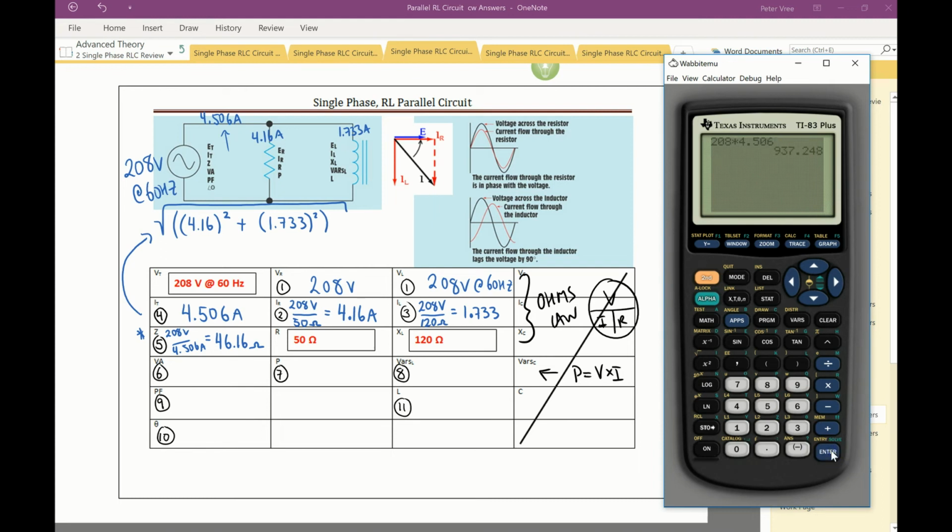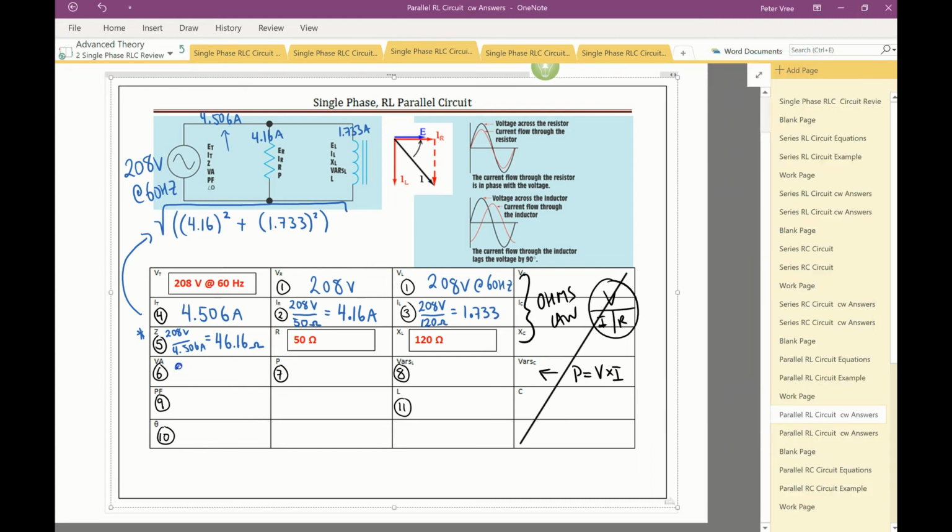And that gives us 937.248. That is in volt-amps. That's called your apparent power. That's the total power for the circuit.